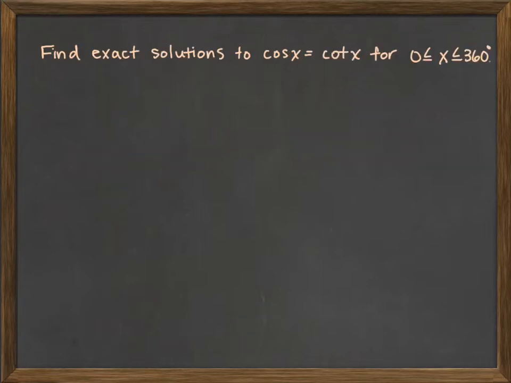Time for another example. And so this will be the most complicated of the ones that are on the video quiz. So here we want to find the exact solutions to cosine of x equals cotangent of x. So we have some solving to do. So we start off with cosine of x equals cotangent of x. And then let's rewrite cotangent of x as cosine of x over sine of x.